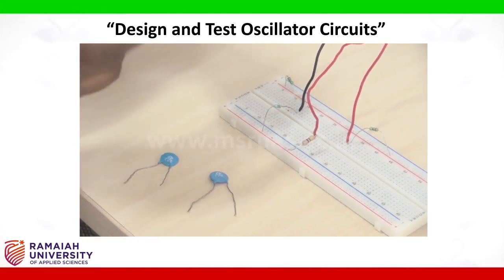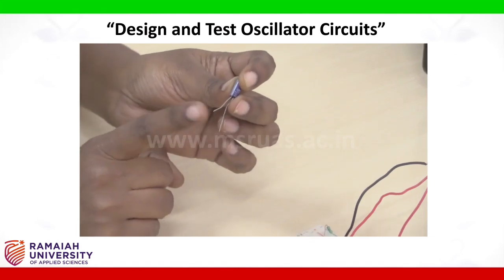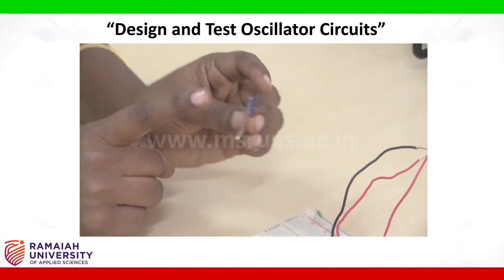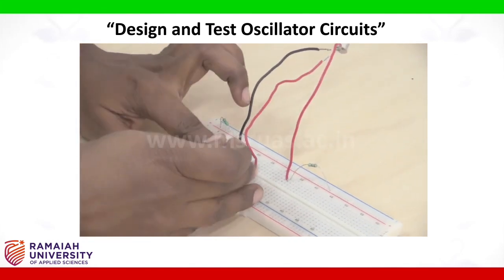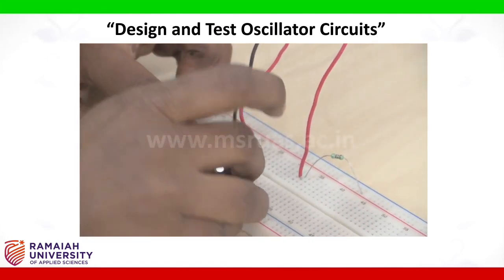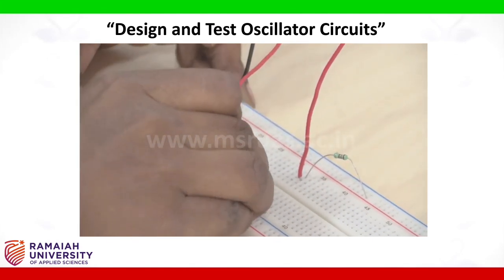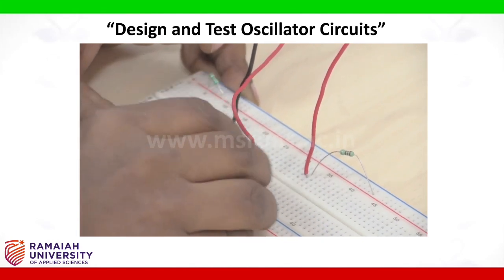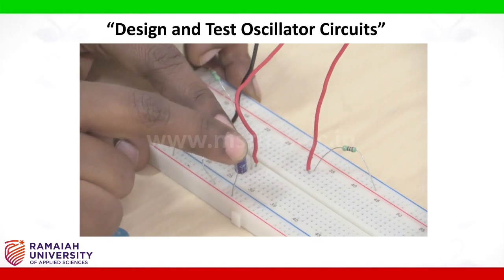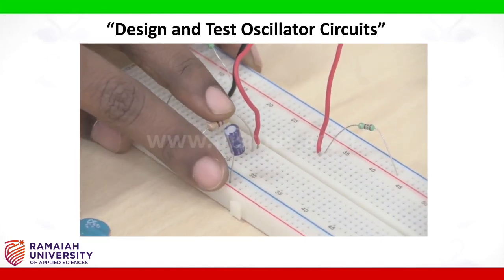First, this is a 47 microfarad capacitor. Connect it between emitter and ground, but make sure the negative terminal goes to ground. So 47 microfarad capacitor from emitter to ground.